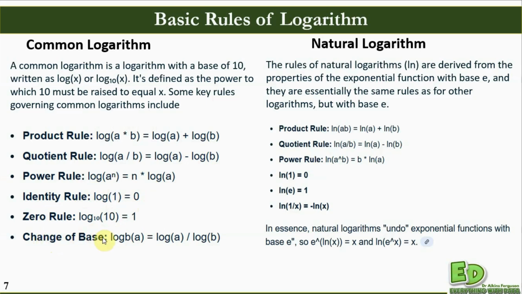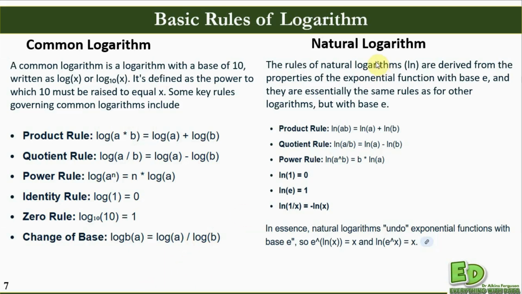Change of base is a rule that lets you convert logarithms from one base to another using a common logarithm. So here you can see that we have log base B of A, which is equal to log A over log B, right? It's just helping you to convert logarithms from one base to another.